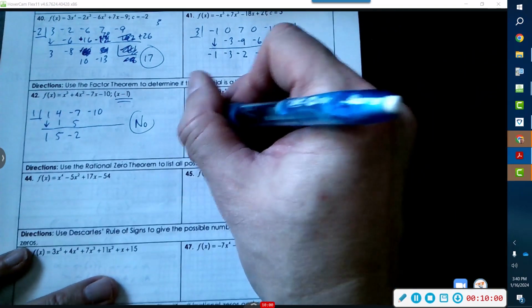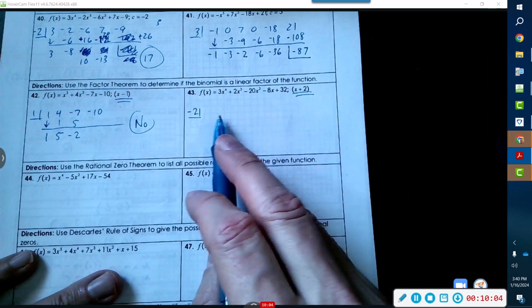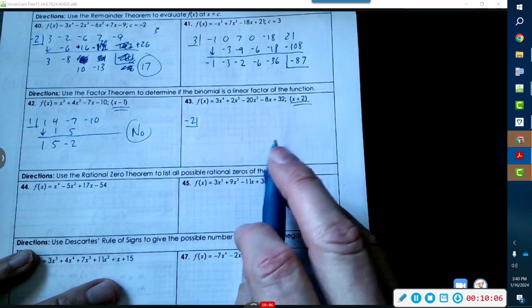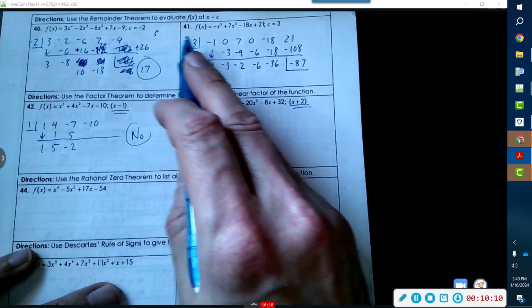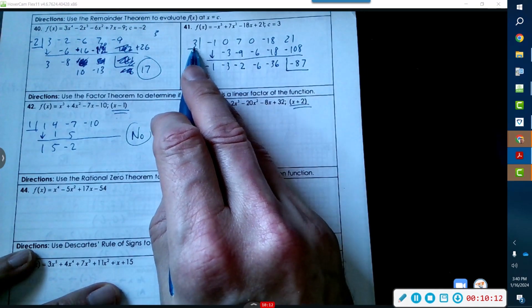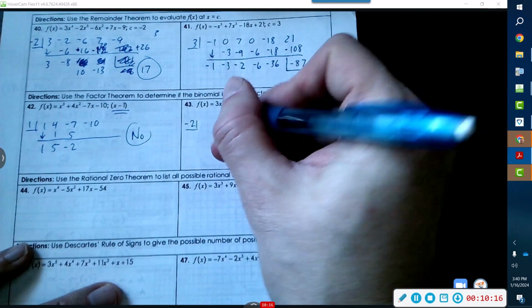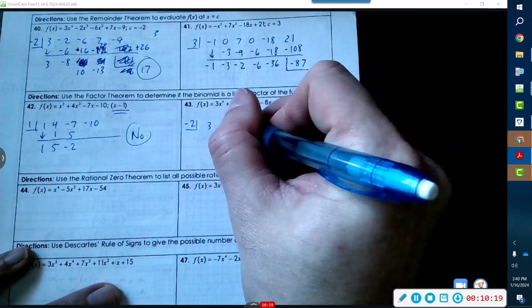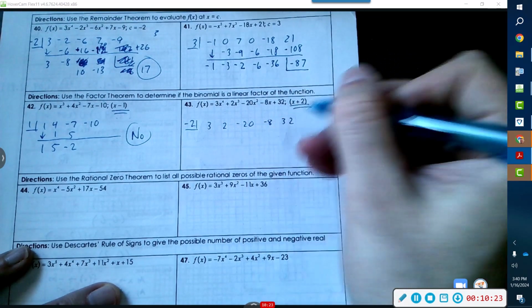Over here, I'm going to put -2. Now, do notice, though, the factor theorem requires me to change the sign because I need to know if it equals 0. Here, I literally plug in exactly the value that I'm interested in plugging in. So make sure that that's very clear. Don't forget that. 3, 2, -20, -8, and 32.